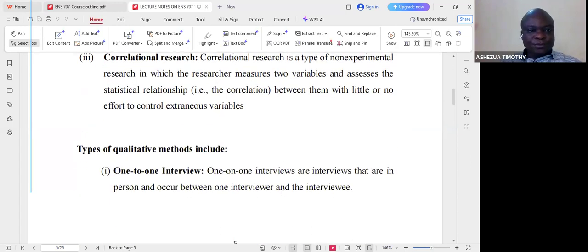And we have types of qualitative methods, which include one-to-one interview. One-to-one interviews are interviews that are in person and occur between one interviewer and the interviewee. If you watch politics today, between Shehu and any other person who he's inviting, that is a one-on-one interview. And that kind of one-on-one interview falls under qualitative research.